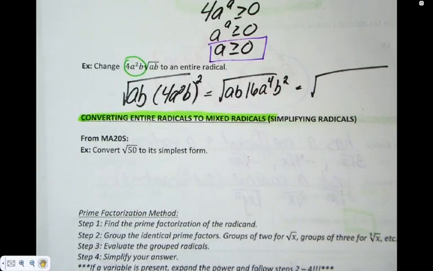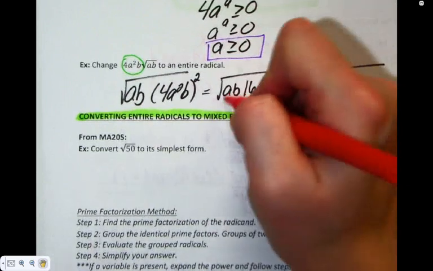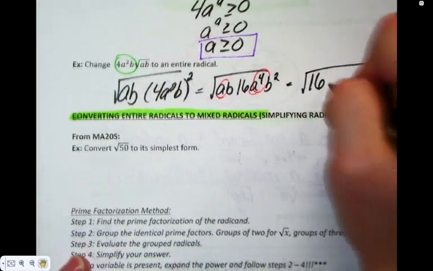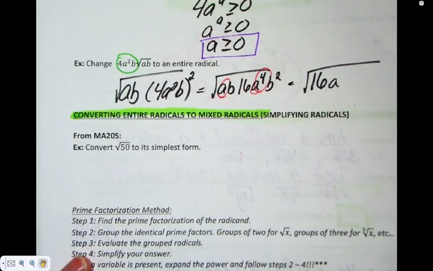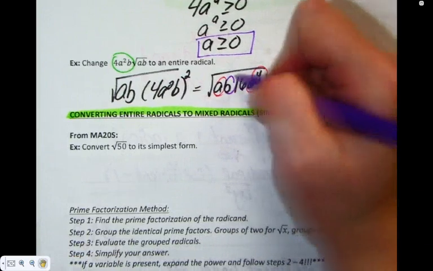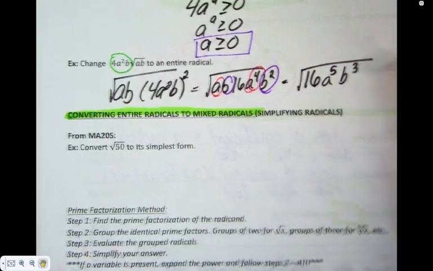Now there's just a lot of stuff hanging around, so now I'm going to collect it. Coefficients go first, and then we collect the like terms. So 16 is going to go in front. If I have an a to the 1 and an a to the 4, and I'm multiplying them, I get a to the 5. And if I have a b to the 1 and a b squared, and I'm multiplying, I get b cubed.